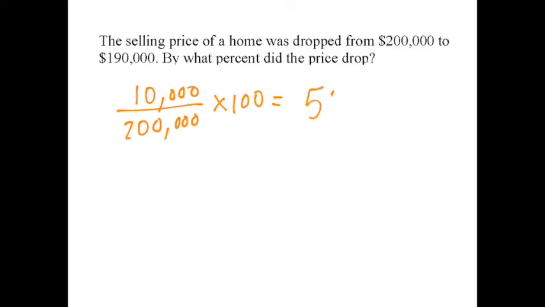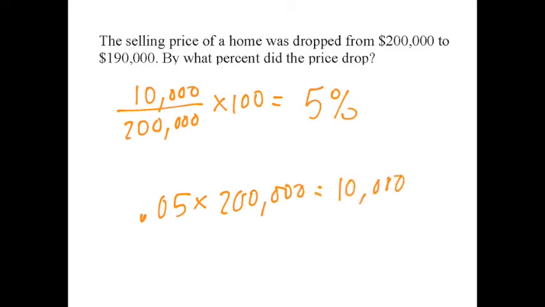which is 5%. Okay, and you can also check this answer just to check your math is correct. Multiply 5/100 by 200,000 and you will get 10,000 as your answer, and 10,000 is the difference between 200,000 and 190,000.